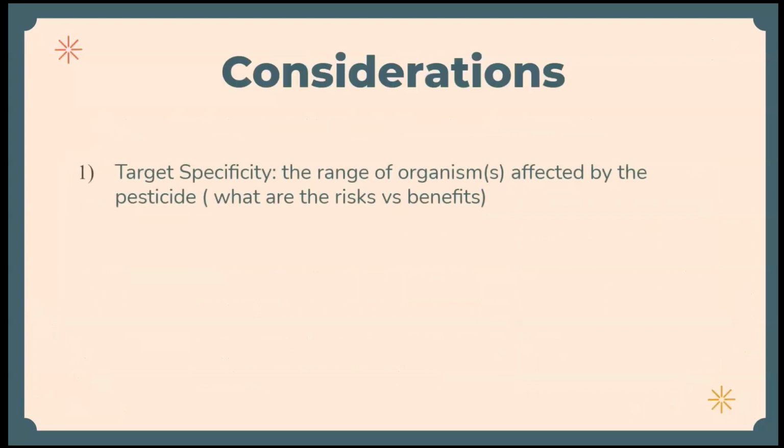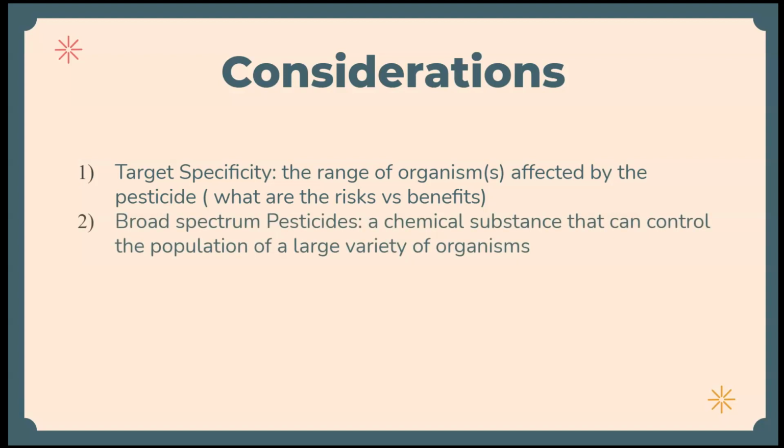So when we're looking at pesticides, we have to look at some important things because we know we need to use pesticides. We know that there are reasons why it's important to have them, but we really have to take a big look at the big picture. One thing we have to start with is, what is our target specificity? If I am spraying something in an area, what range of organisms are affected by that pesticide? So I really have to look at the risk versus benefits of spraying this pesticide.